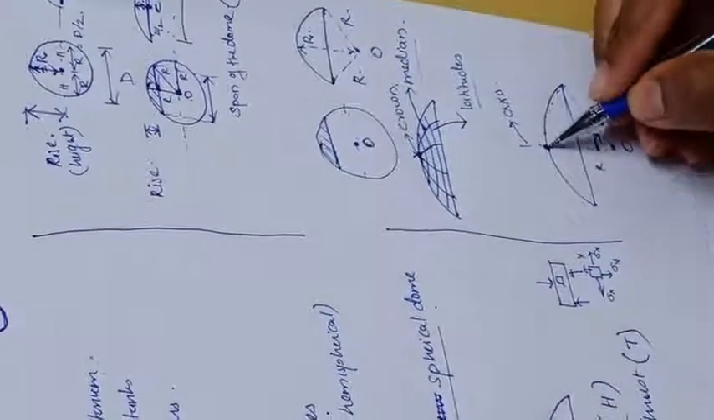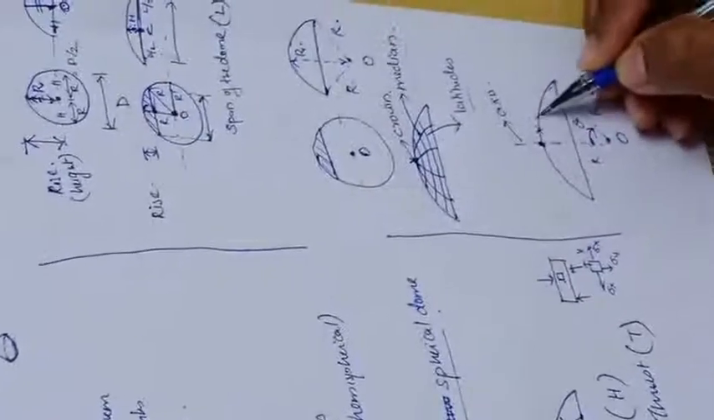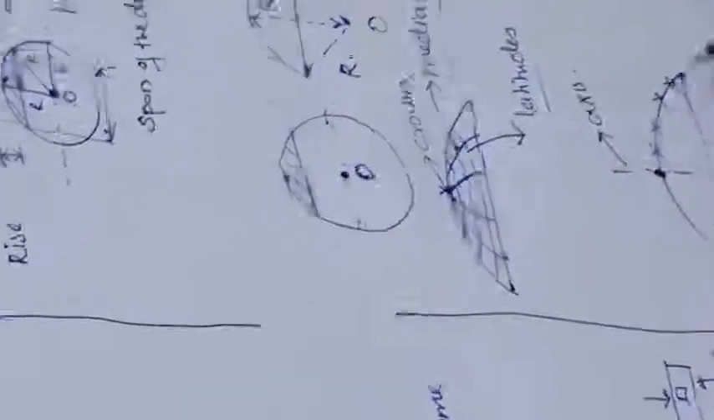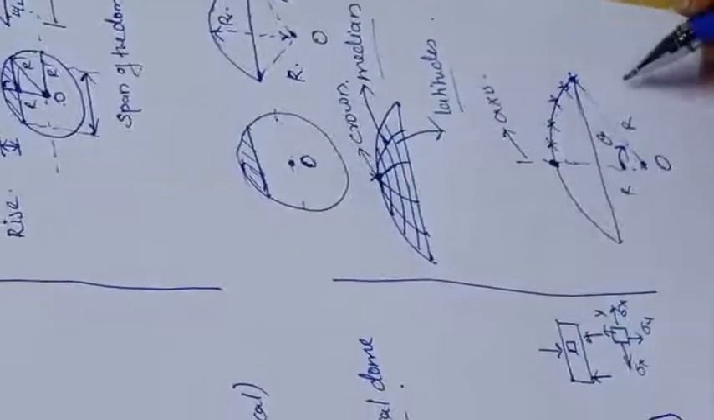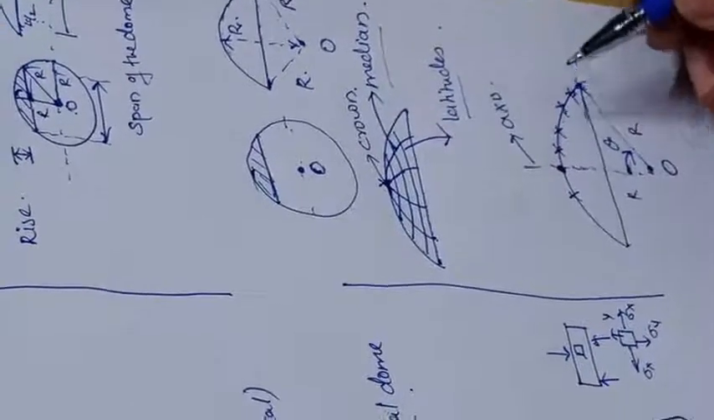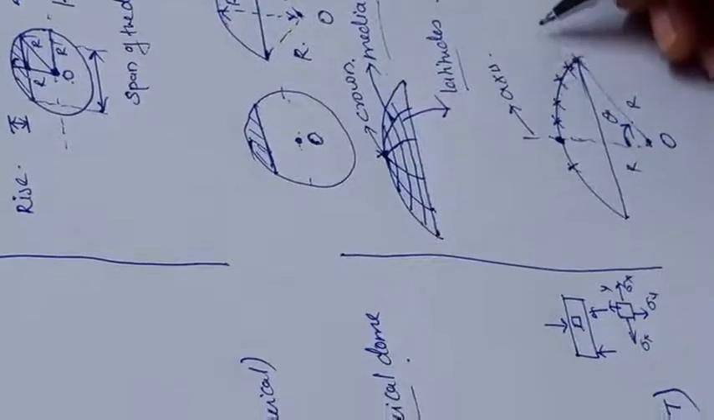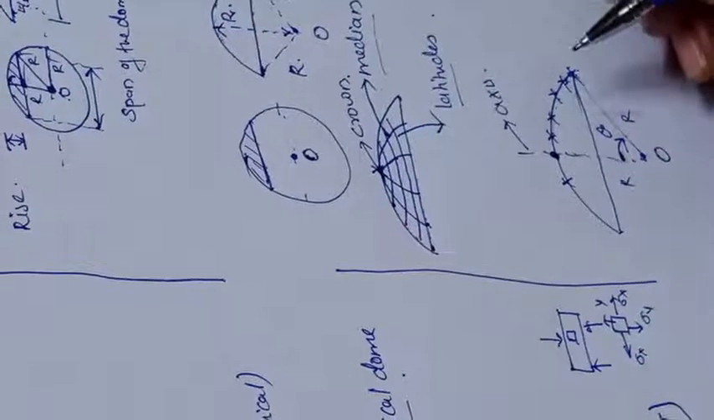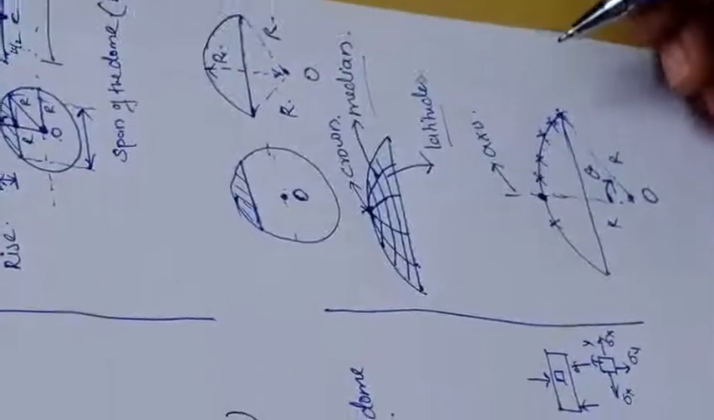So we will find out the hoop stress at different locations on this dome. We will find out at different locations, and out of these we will find whichever is the maximum, and for that maximum force we will do the design.